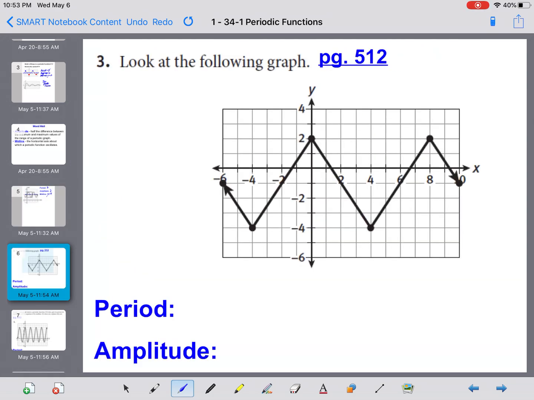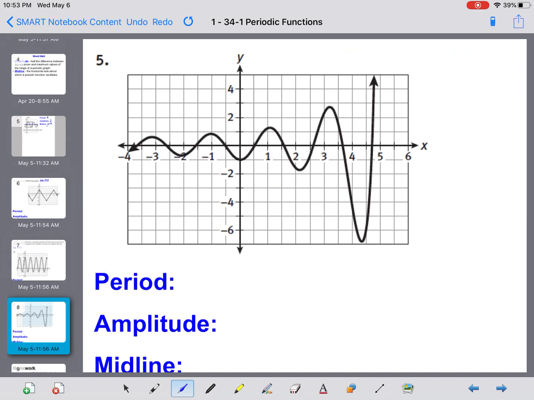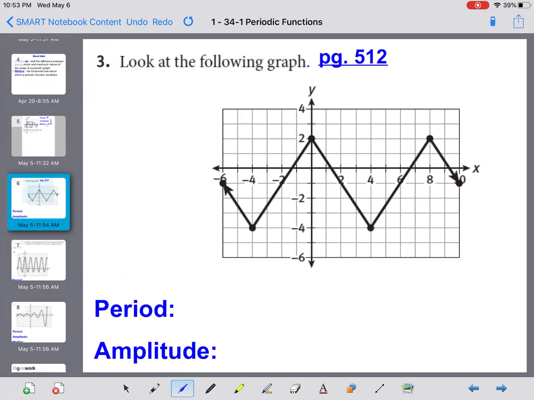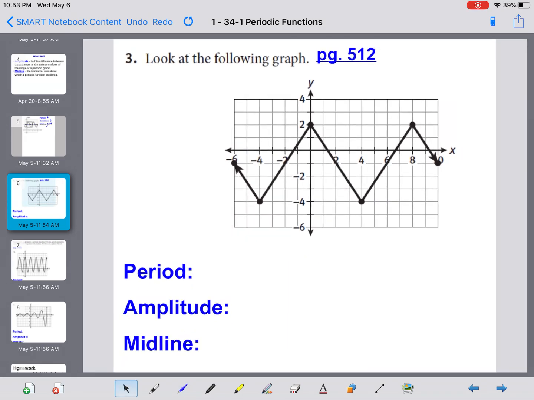Okay, so you want to pause the video here. This is on page 512. Let's try this one. If you want to pause the video here, try this one on your own, and I have 2 more on page 513 that I think are good to try. But let's pause here, try 512, see if it's periodic, and if it is, determine the period, the amplitude, and the midline.